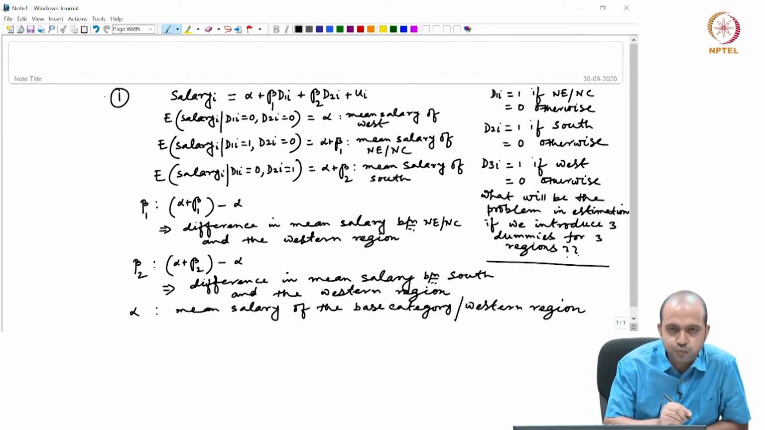Let us say this is model 1, which is a purely ANOVA model.